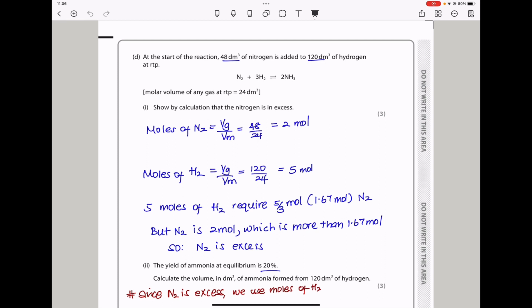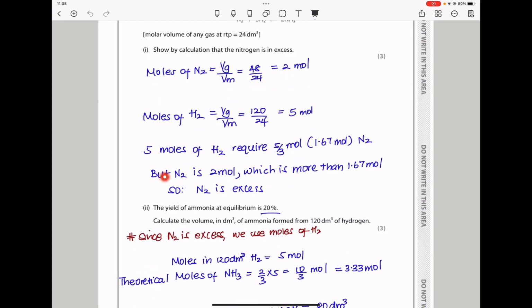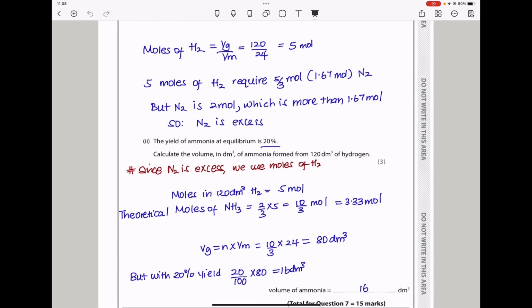So here, we know number of moles of nitrogen is going to be the volume of gas, which is this one here, divided by the molar volume. So the number of moles are 2. And also the number of moles of hydrogen are going to be that divided by 24, which gave me 5 mole. So from the reaction equation, the ratio is 1:3. And that means 5 moles of hydrogen require 5 divided by 3 moles, which is 1.67 moles of nitrogen. But we can see the available nitrogen is 2 mole, so nitrogen is going to be in excess. So I said, but nitrogen is 2 mole, which is more than 1.67 mole, so nitrogen is in excess.